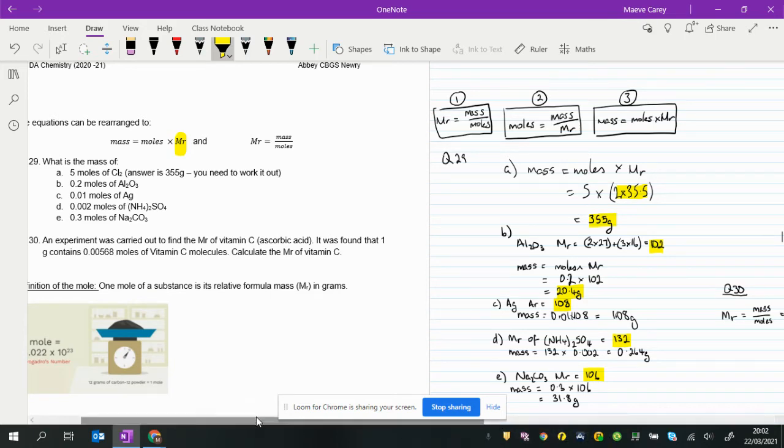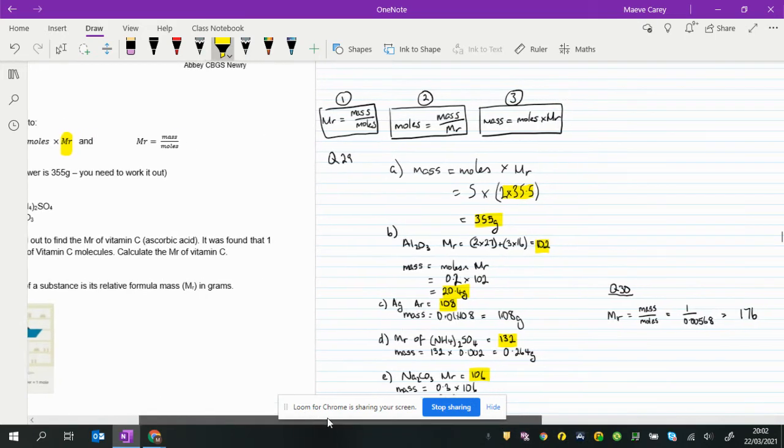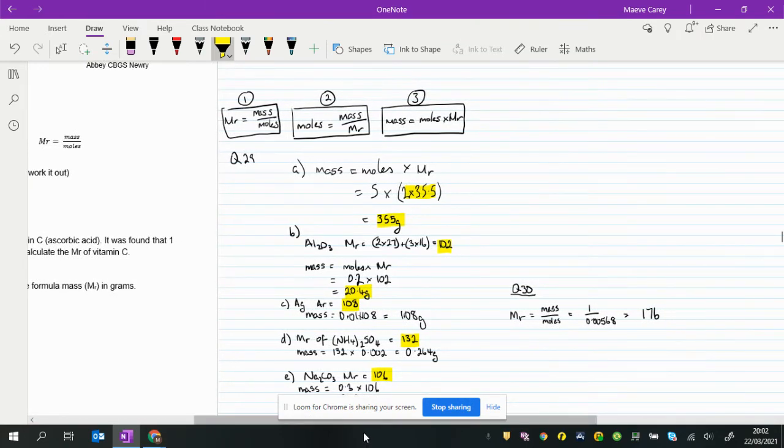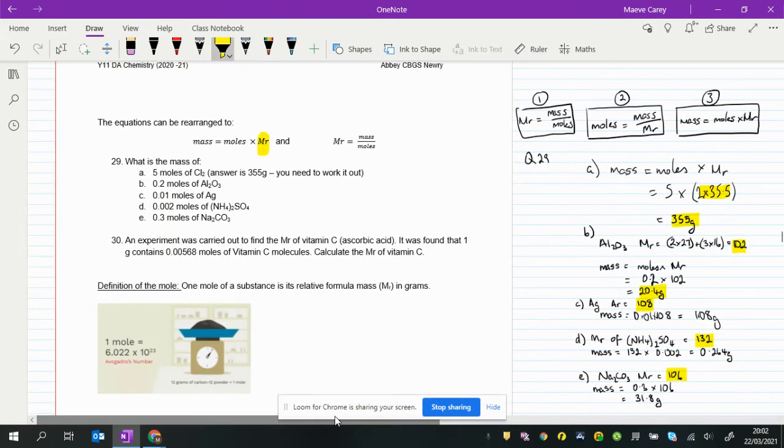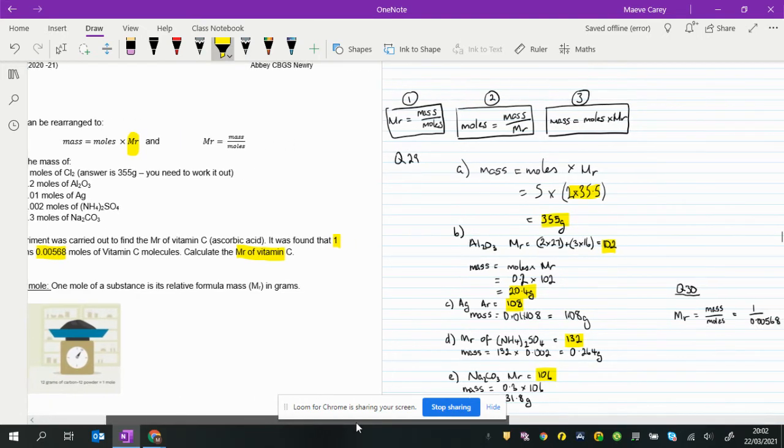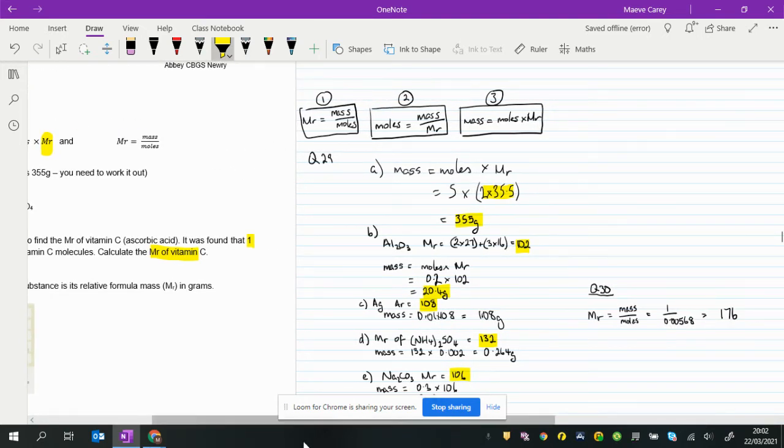Now, for question 30, this time you wanted Mr and you were given mass and moles. So just have a look at the question, and you see here that they've given us a little more detail. In this instance, you've been given the mass of 1 gram. You've been given the moles of 0.00568. So to find the Mr, you divide 1, which is the mass, by 0.00568. And that's how you get the answer of 176.